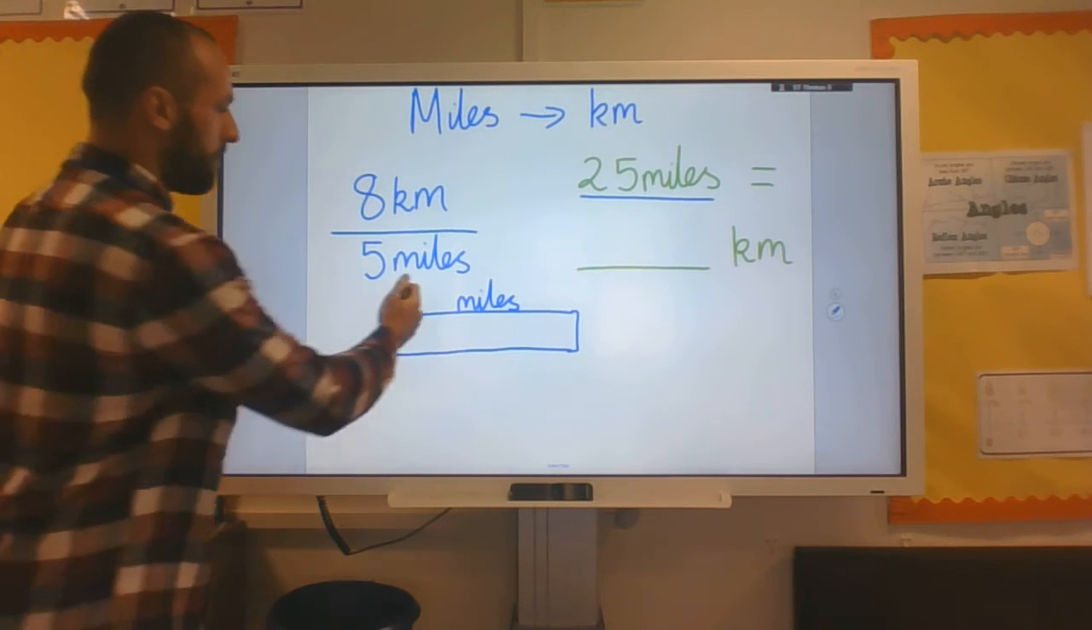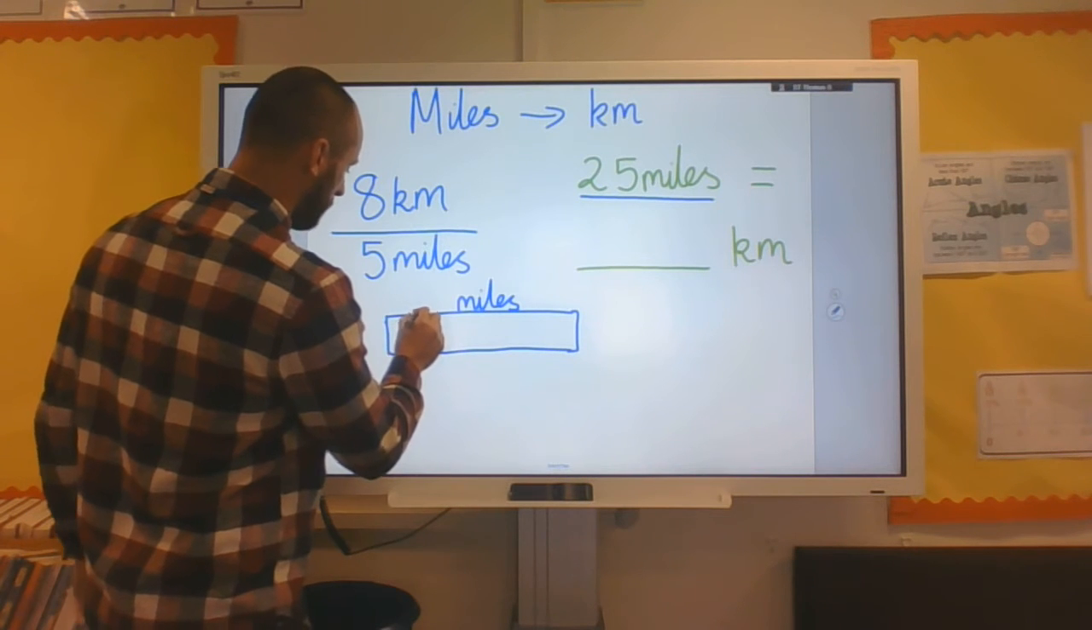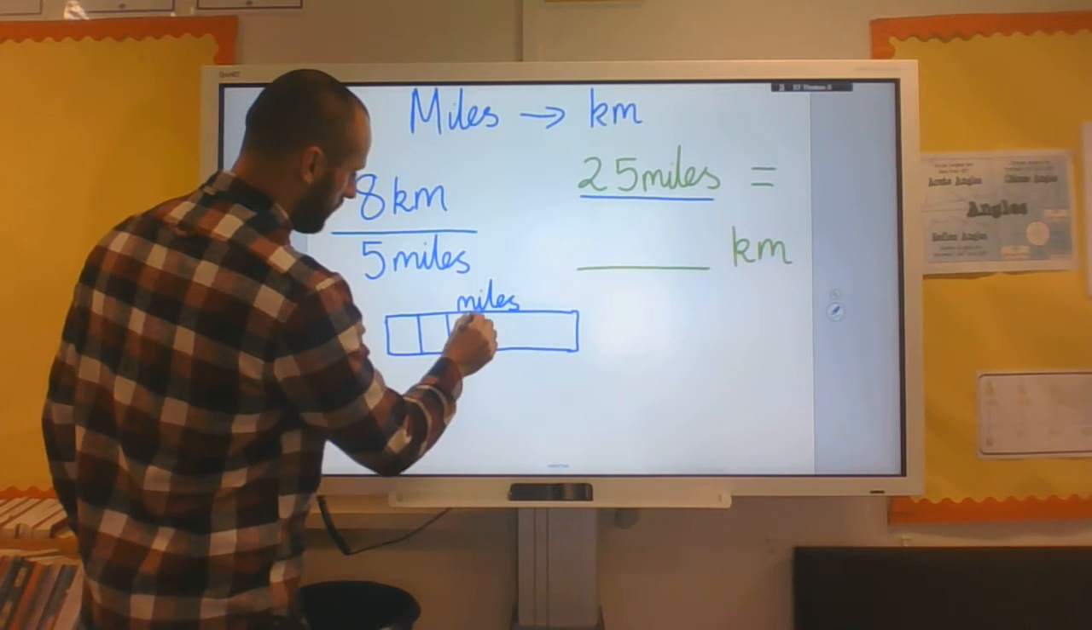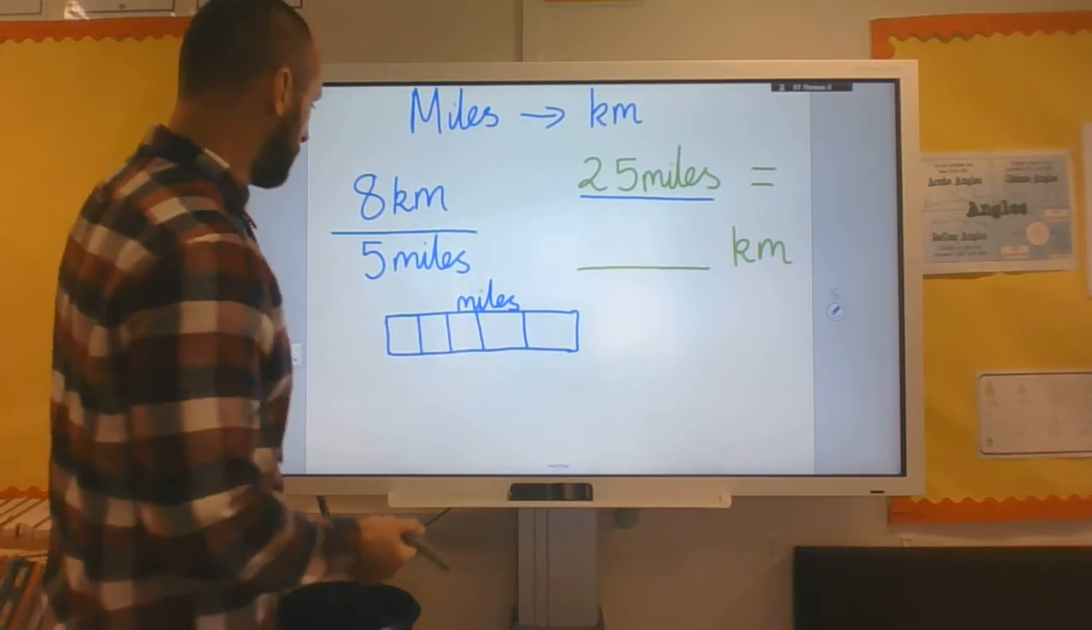So I've got my miles there. We divide by the denominator. I'll divide it into 5 equal parts. 1, 2, 3, 4, 5. That is equal parts, honest.